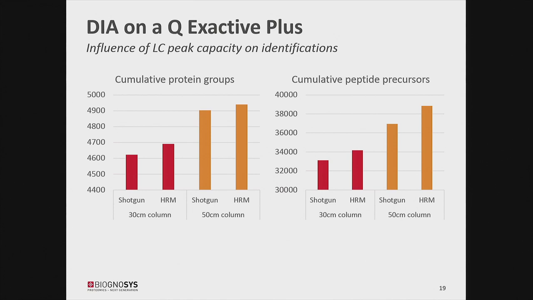The effect is a little bit smaller here because we couldn't use a large spectral library. If we could use a large spectral library, it would probably go up a little bit more. So the effects are very similar. Also, if you look at the peptide level on the right here, whether we go from here to here or from here to here, the effects are very similar. So this was our conclusion: peak capacity influenced both methods very similarly.